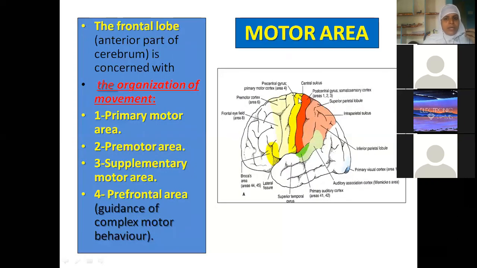So this is the motor area. What is the area number? The primary motor area is area number 4. We have the premotor area also. What is the number given here? Area number 6. Then we have supplementary motor areas and the prefrontal area. What is the number? Area 8, the frontal eye field, isn't it? So the whole frontal lobe is important for the guidance of complex motor behavior.